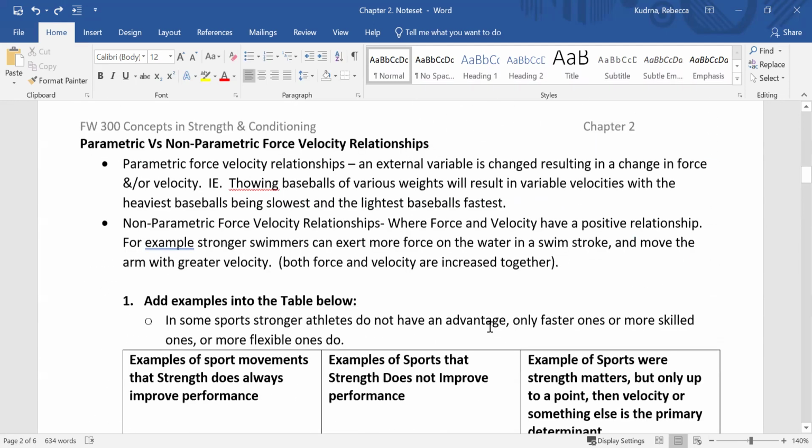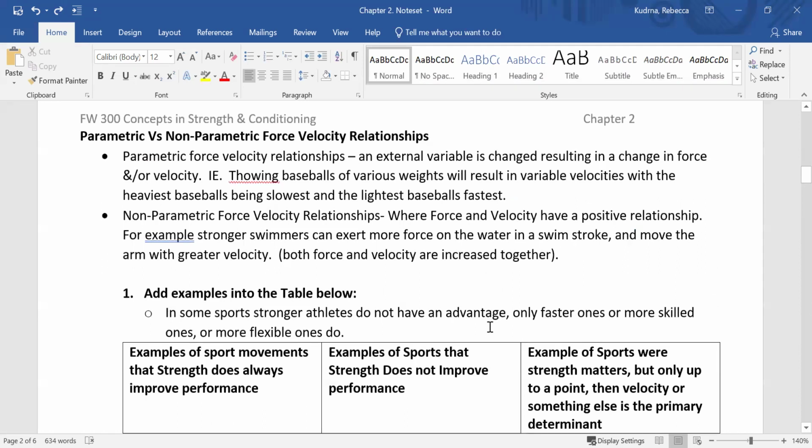All right, moving on. So the next topic we have is parametric force velocity relationships and non-parametric force velocity relationships. And I went ahead and threw in the definitions for you here because this is definitely new and a little complicated. So the first example of parametric means that there's a clear relationship between, in this case, let me correct my notes here, throwing baseballs of various weights and the velocity with which you are able to throw them.